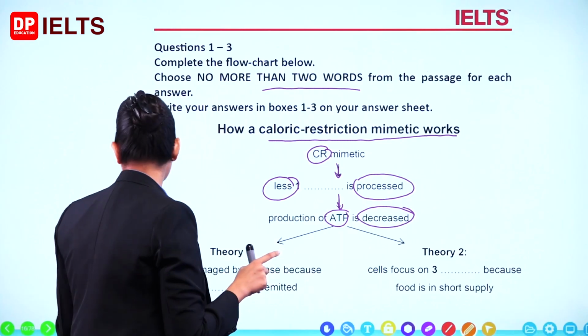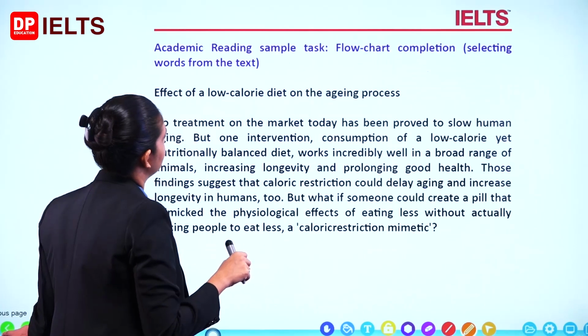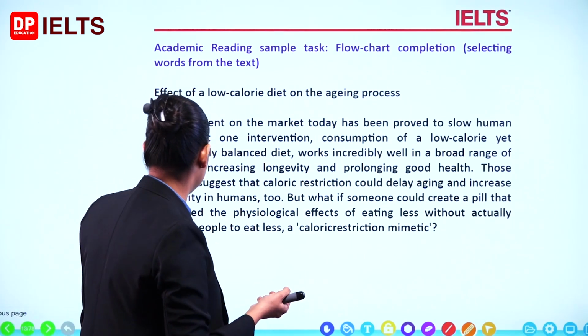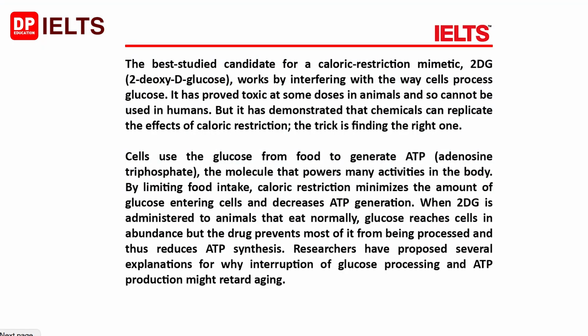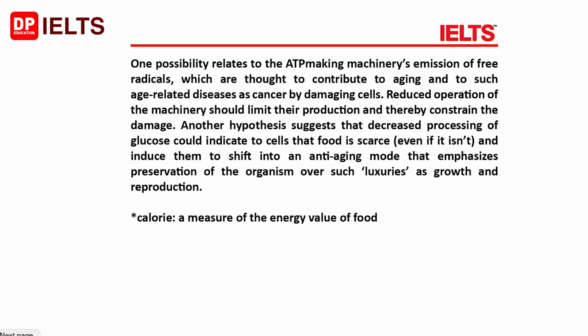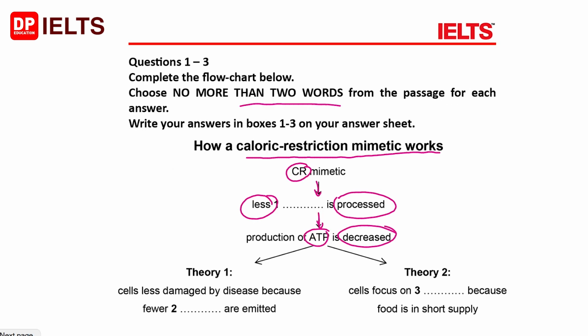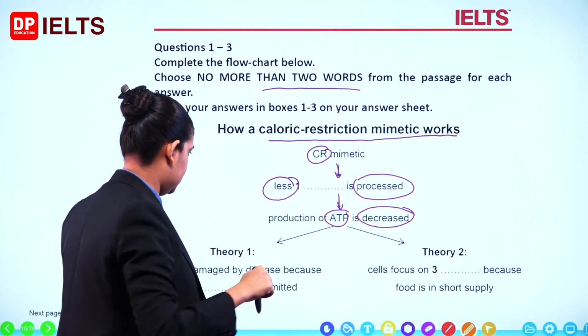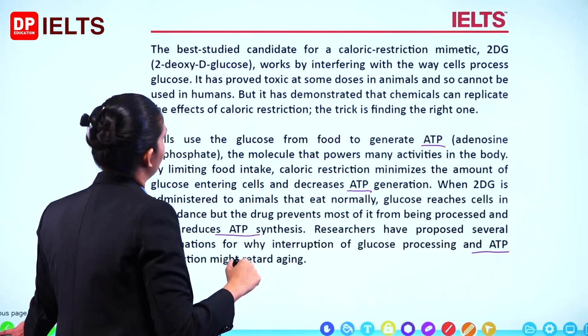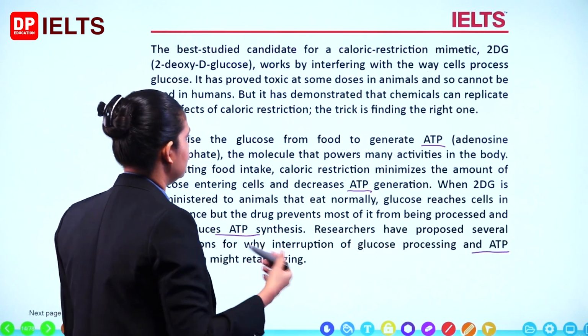So I'm going to scan for ATP, because that's easy. ATP, ATP, so we have ATP here, here, here, and then I have ATP here. That's it. But what are my keywords? ATP is decreased, okay? So I go back and see where can I find reduction of ATP.